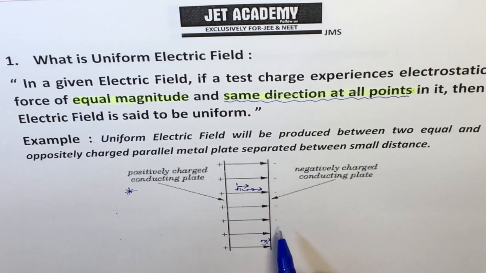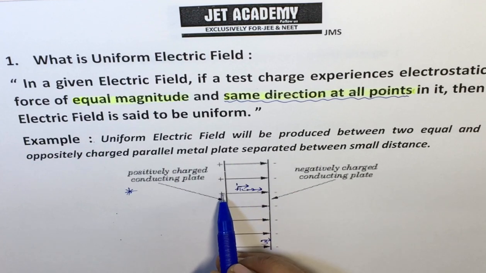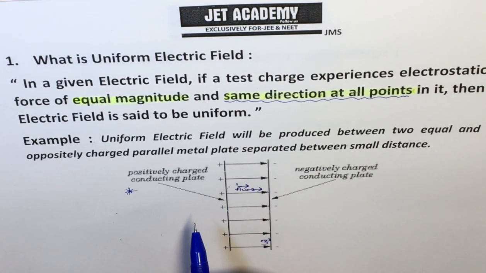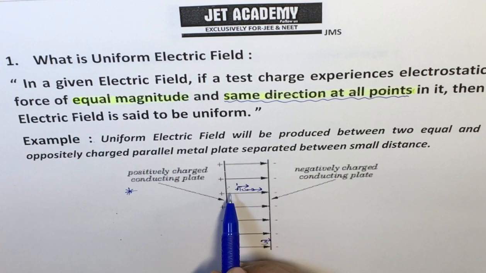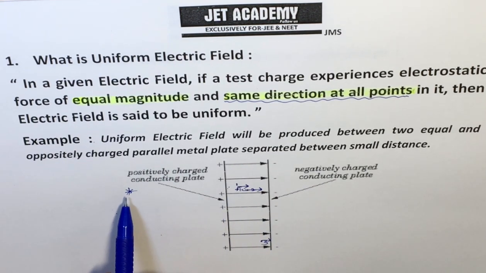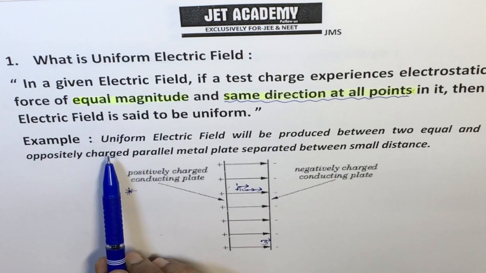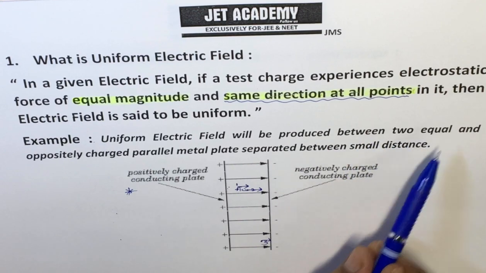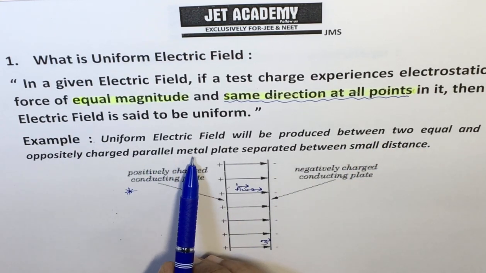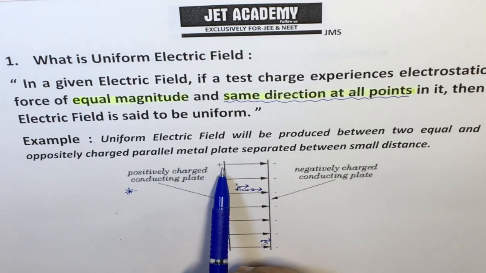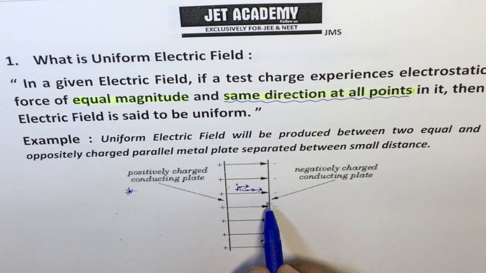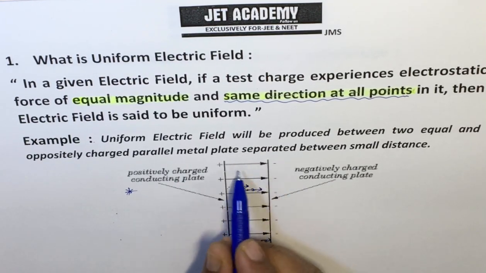The direction is the same. Don't get confused that the points are at different distances, so how can the magnitude be the same? That will come later. You just remember this exclusive example where we can get a uniform electric field. The uniform electric field will be produced between two equal and oppositely charged parallel plates. They should be metal or conducting plates separated by a small separation. Then between the plates the field is uniform everywhere.